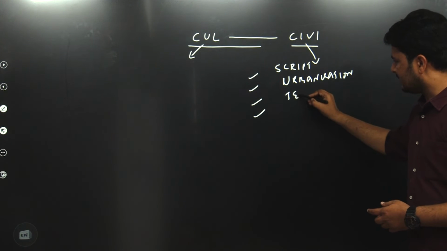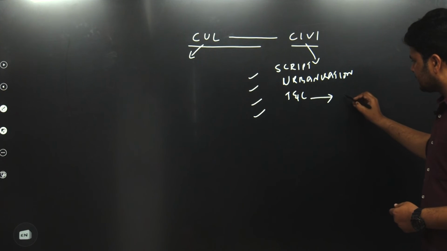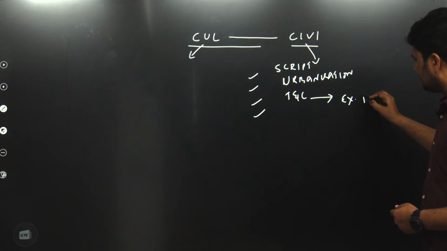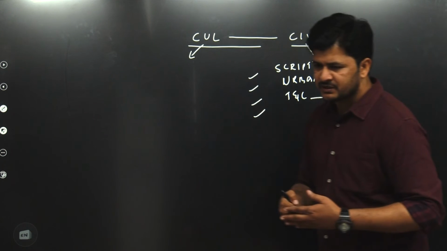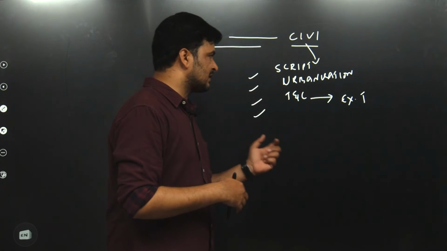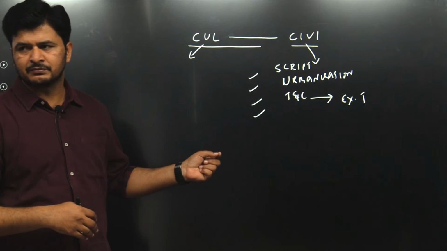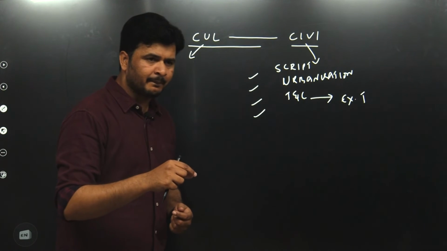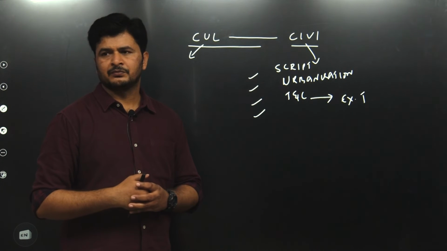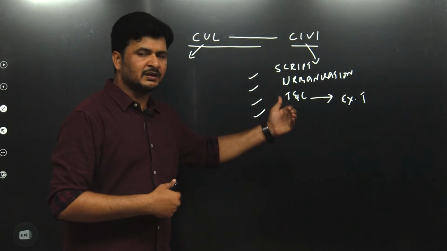Followed by trade and commerce, especially external trade. Another prerequisite, try to understand. Another prerequisite to call a particular culture a civilization is trade and commerce. In trade and commerce, we have two elements, internal trade and external trade. We'll discuss these in subsequent classes.